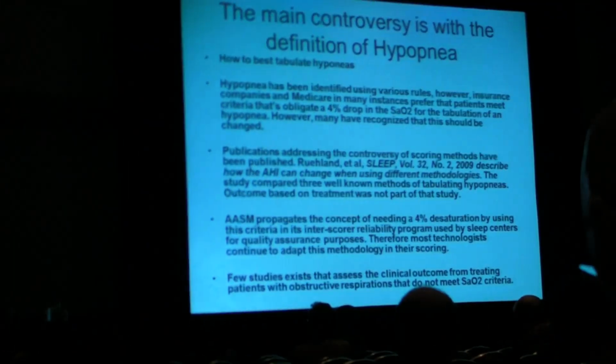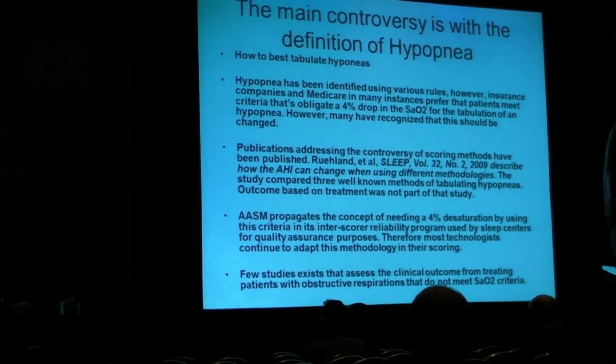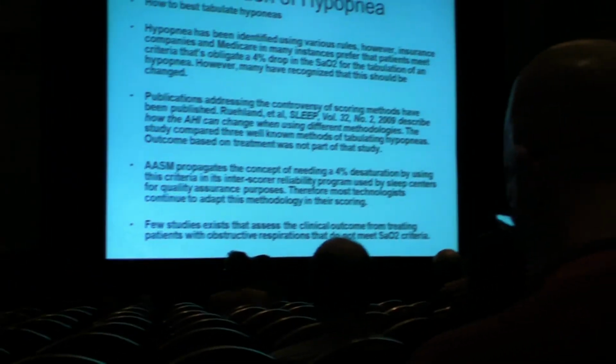Ruland in Journal Sleep in 2009 had a good description about using the different methodologies, the recommended AASM criteria versus the alternate versus the Chicago criteria. This study was good. It talked about how the AHI will vary quite tremendously using these different methods, but it didn't look at outcome and what would happen if you treated these patients based on the different methodologies.